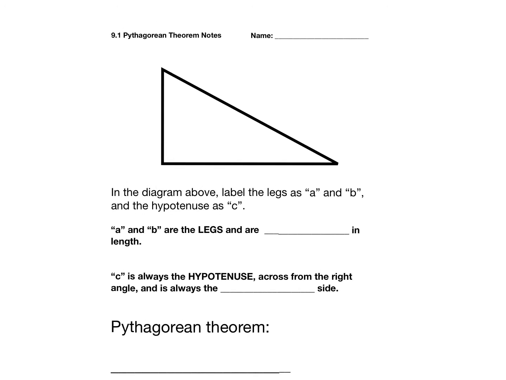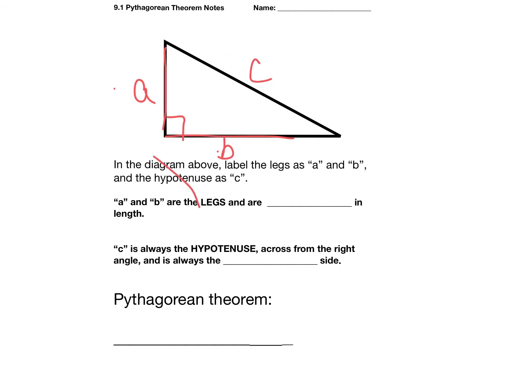So in the diagram that I have here, we will know that it's a right triangle because I'm going to tell you it's a right triangle. And we are going to label the legs and the hypotenuse. Remember, the legs are always the sides that make the right angle, and they are A and B. A and B can be interchangeable, so I could have B here and A here, or vice versa. And then C is the hypotenuse. And C is always the longest side.